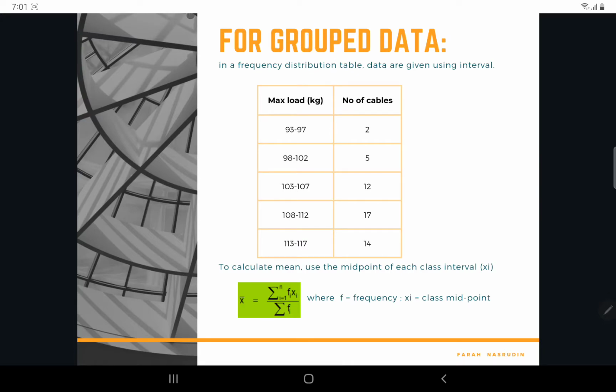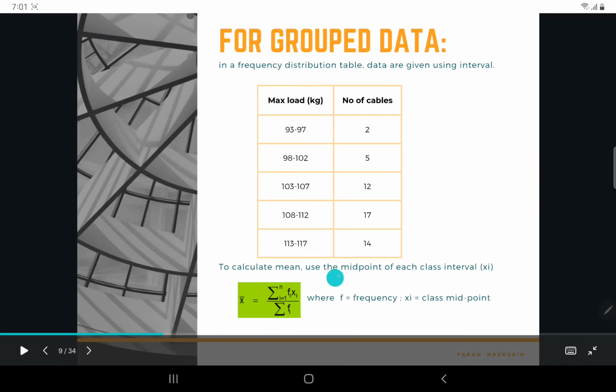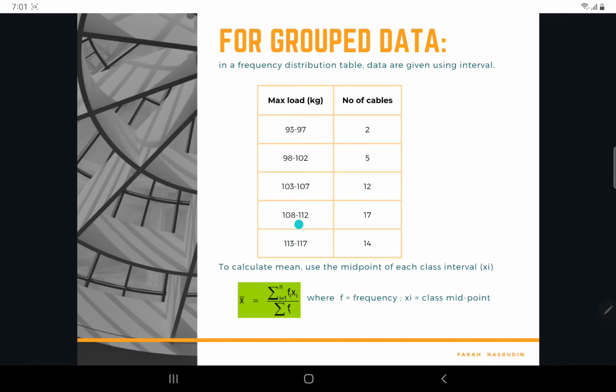So to calculate the mean, we need to use the midpoint of each interval. The formula for finding the mean for group data is the total of fx divided by the total of f. What is f, what is x? f is the frequency and x is the class midpoint. So here we need to find the midpoint of each of these class intervals.